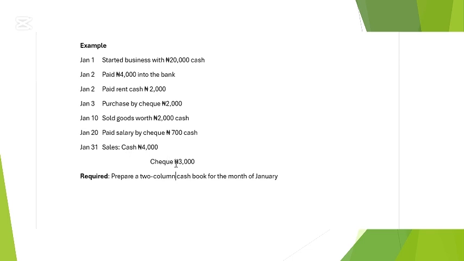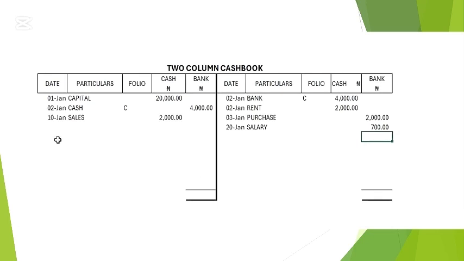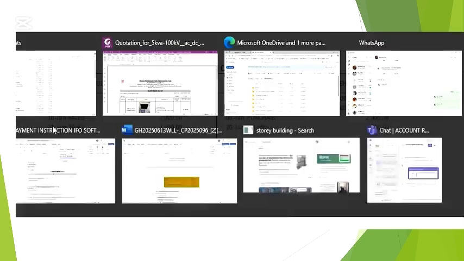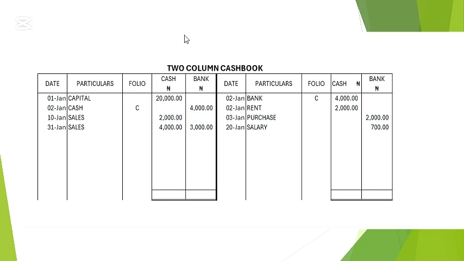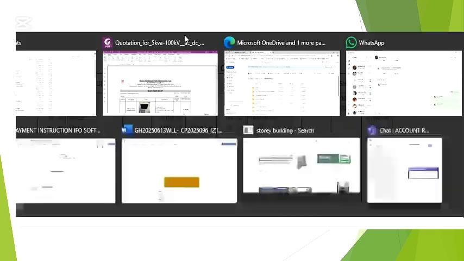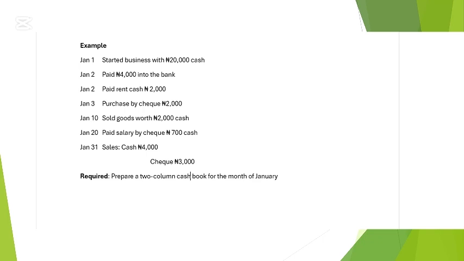So on the 31st, we have two sales: cash sales and check sales. Receive check, receive cash. The one for check will go to bank, the one for cash will go to our cash book. So 31st of 1, sales. How much in cash? We have 4,000 in cash. Then check, on that check we have 3,000 naira. Okay, that is the end of the question we were given.